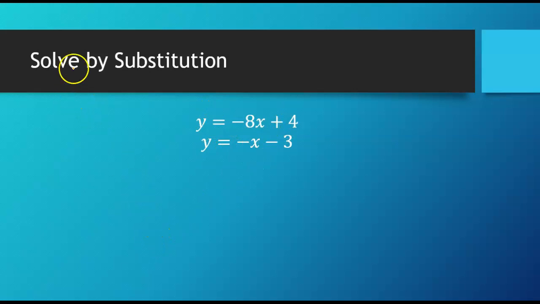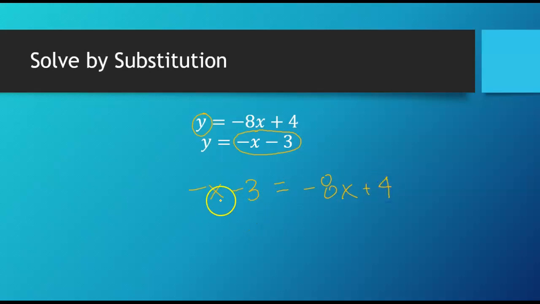So what I want to do here, I'm solving by substitution. So what I'm really doing is I need to solve for one of the variables. These are already solved for y, so I'll just go ahead and use that. If I know y equals -x minus 3, and I also know that y equals -8x plus 4, then I know that -8x plus 4 must equal -x minus 3, right? If they both equal y, that means they both have to equal the same thing. So I can substitute this y in this equation for this equation. So I can set this up as -x minus 3 equals -8x plus 4.